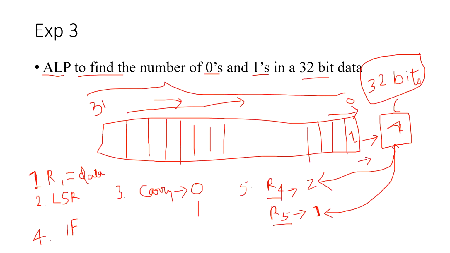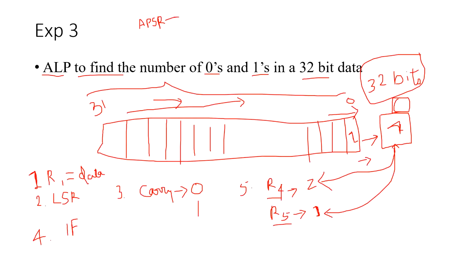So this is the algorithm to find out zeros and ones in a 32-bit data. The one problem that comes over here is that we cannot read the carry directly. For that, what should we do? We should have special instructions. Why do we need special instructions? Because the carry is normally stored where? Carry is normally stored in the application program status register. In short, it is called what? APSR.